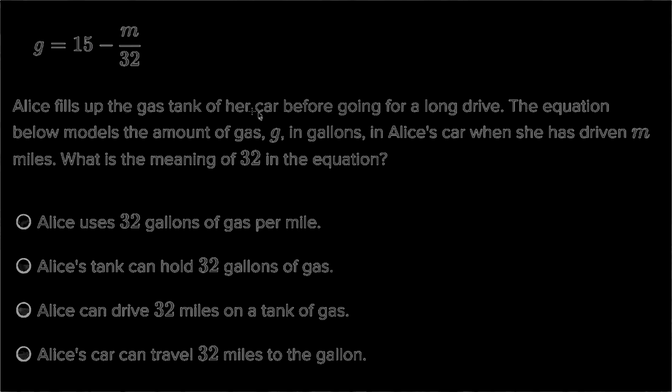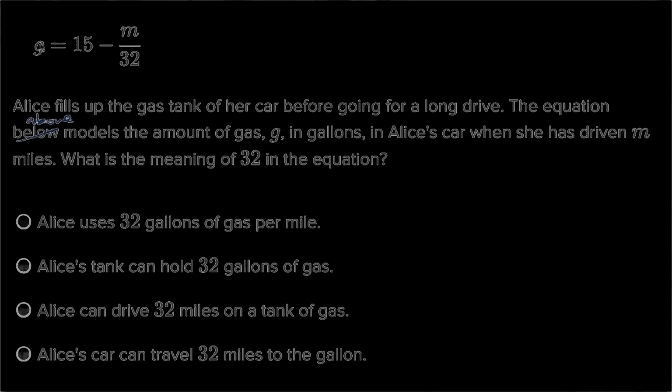Alice fills up the gas tank of her car before going for a long drive. The equation above models the amount of gas, G, in gallons in Alice's car when she has driven m miles. What is the meaning of 32 in the equation?